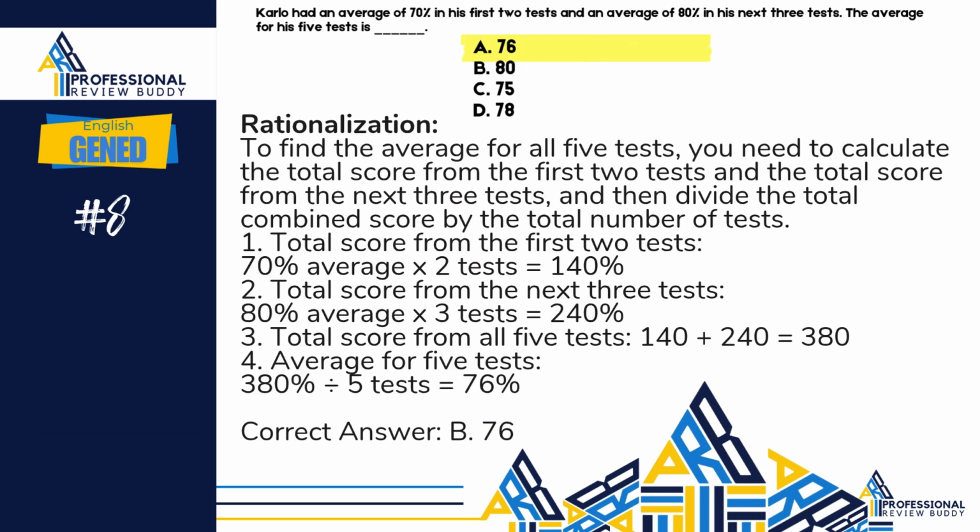To find the average for all 5 tests, you need to calculate the total score from the first 2 tests and the total score from the next 3 tests, and then divide the total combined score by the total number of tests. 1. Total score from the first 2 tests, 70% average x 2 tests equals 140%. 2. Total score from the next 3 tests, 80% average x 3 tests equals 240%. 3. Total score from all 5 tests, 140 plus 240 equals 380. 4. Average for 5 tests, 380% divided by 5 tests equals 76%. Correct answer, B 76.